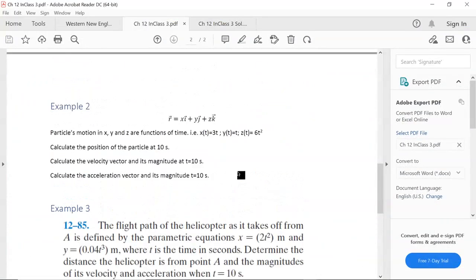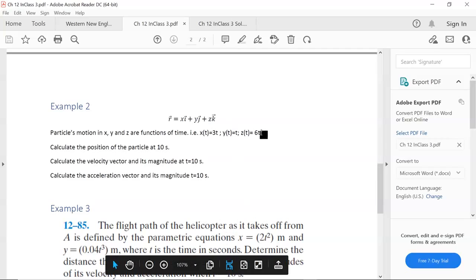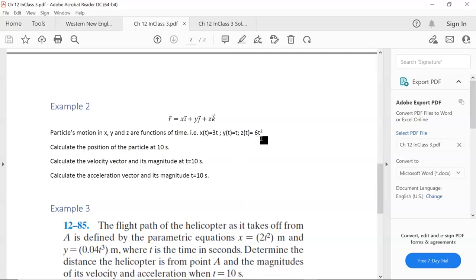Okay, now it's time to look at the third problem. I highly encourage you to try this problem yourself, where, instead of x and y, now we have x, y, and z. A particle is moving in x, y, z, where x, y, and z as functions of time are given here. And at t equal to 10 seconds, we need to calculate position, velocity, and acceleration. It's exactly the same thing that we did for the previous problem, except that it has a z coordinate. So we also need to consider the z coordinate in our vector. So yes, try to solve this problem yourself.